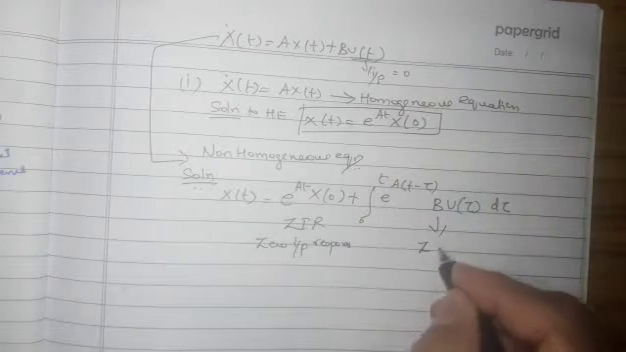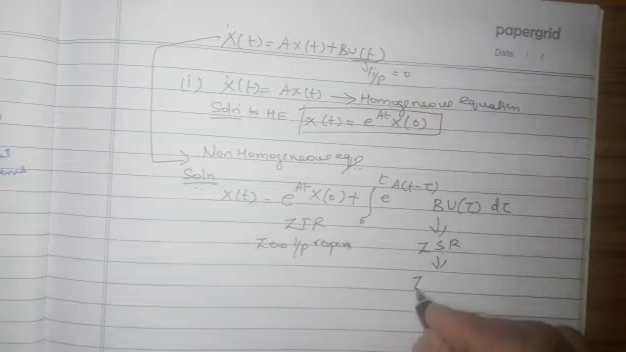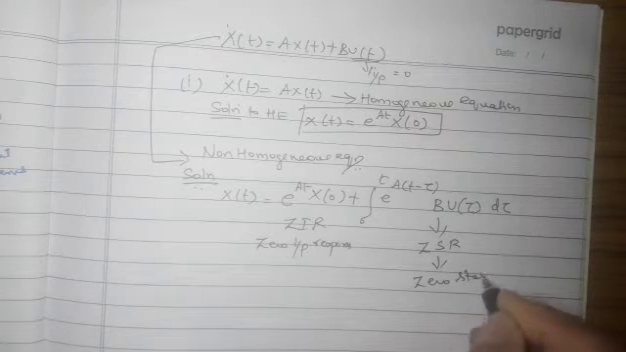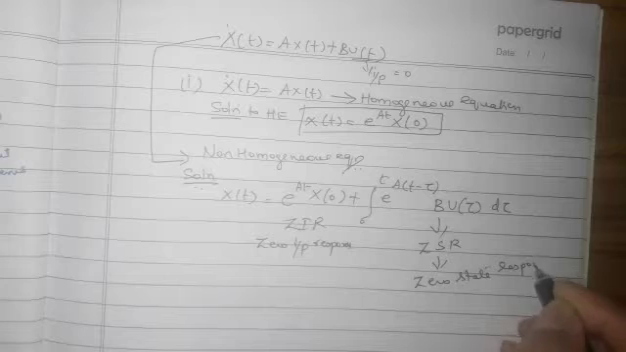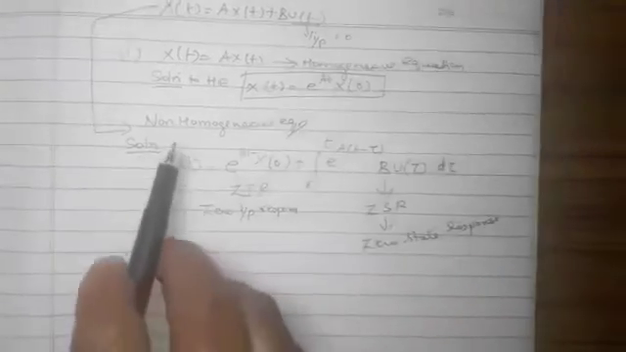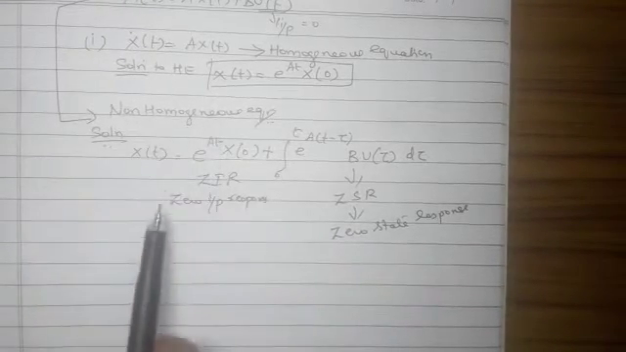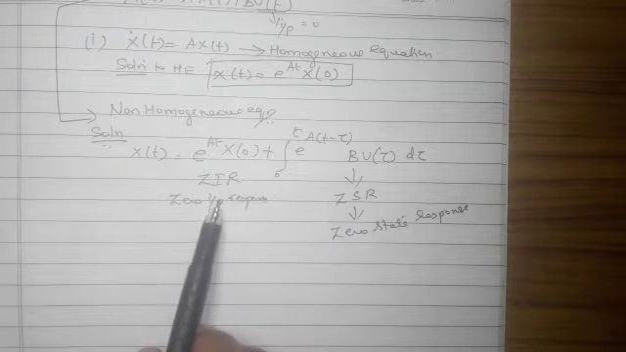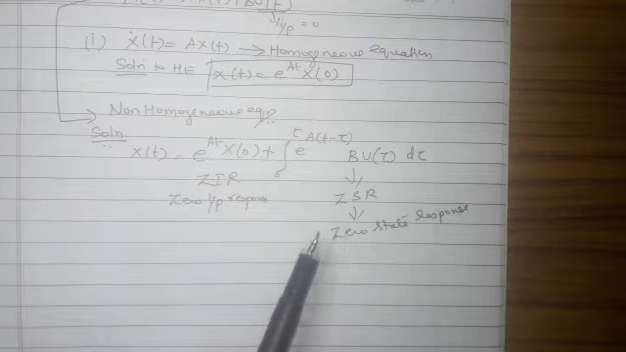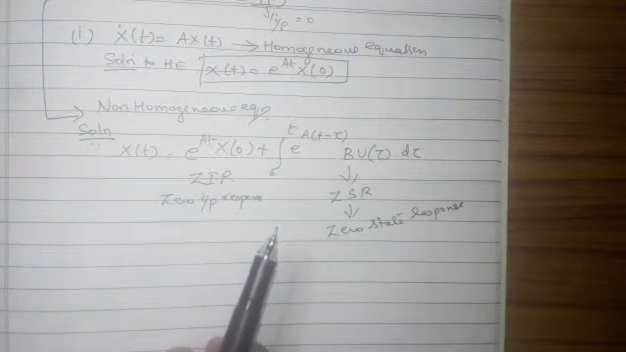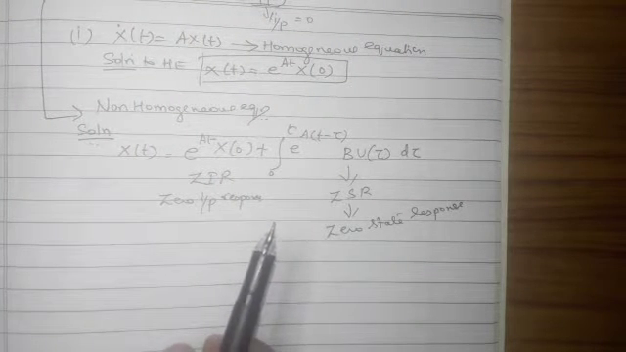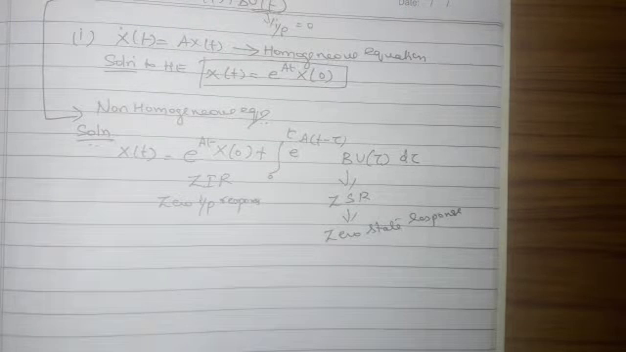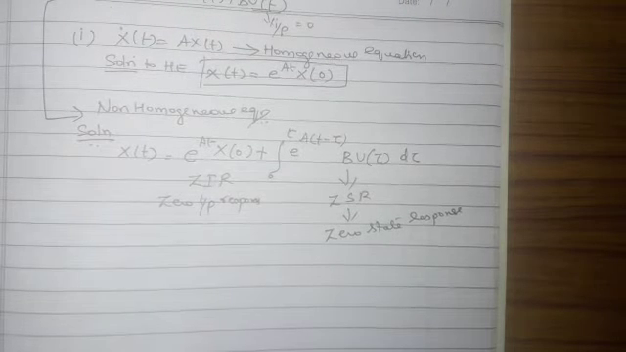This is called ZSR, meaning zero state response. Okay. So, the solution for the non-homogeneous equation will be ZIR plus ZSR. Okay. So, zero input response and zero state response. We need to know some properties before we go to solve the problem.